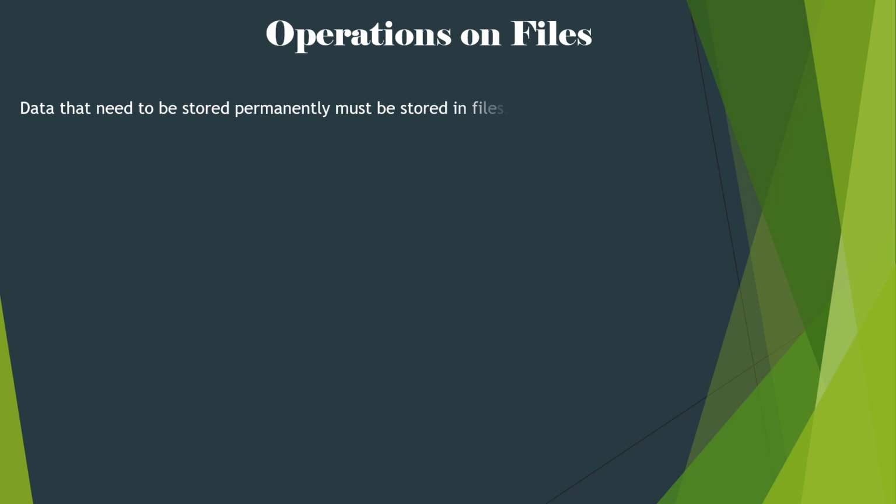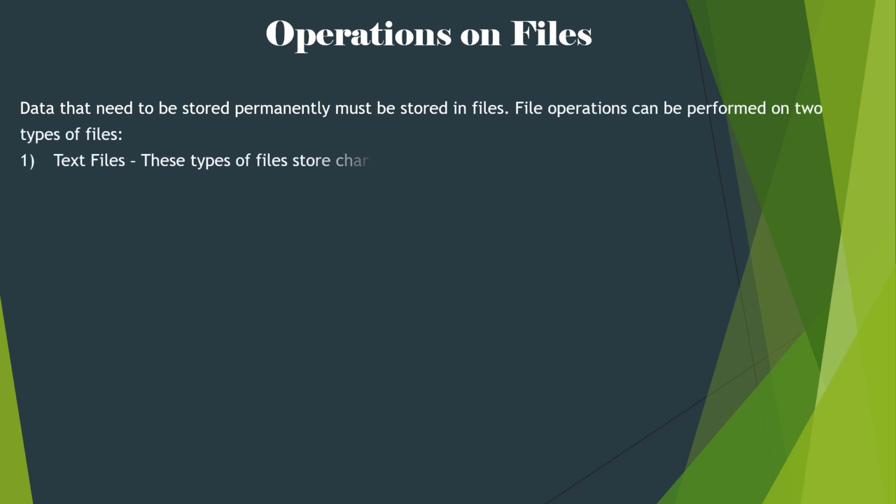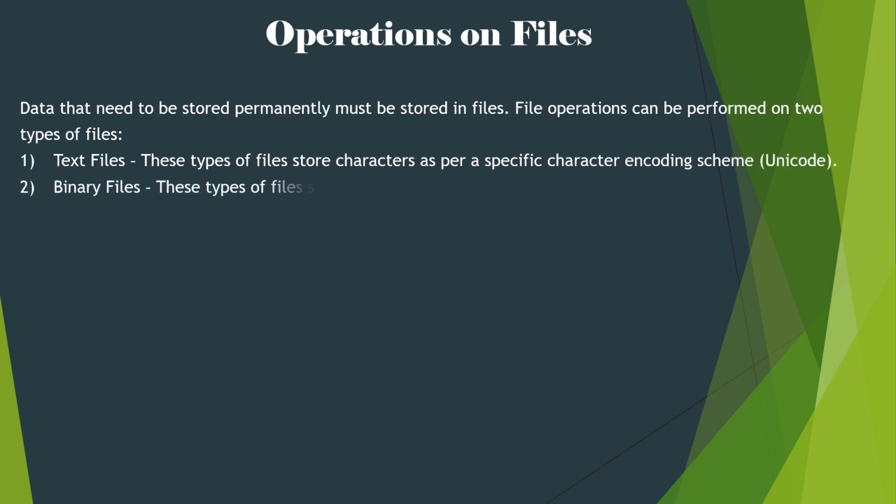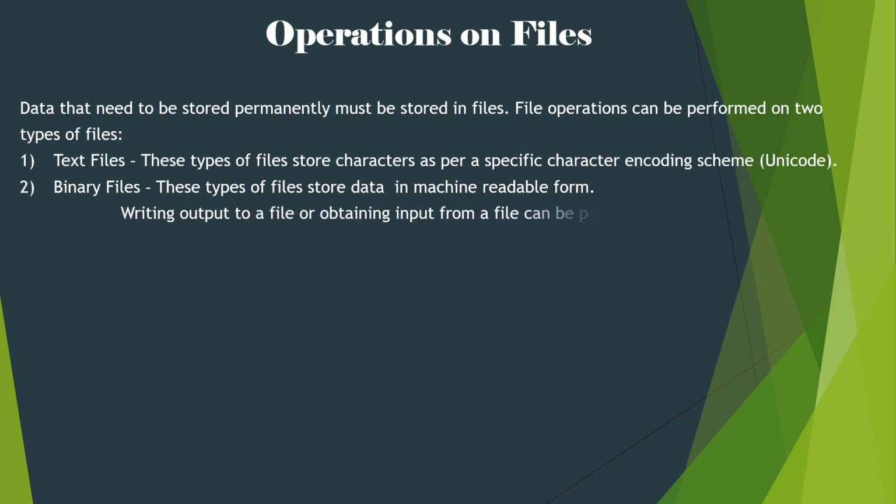Data that needs to be stored permanently must be stored in files. File operations can be performed on two types of files, that is text files and binary files. A text file stores characters as per a specific character encoding scheme, for example Unicode. As you know, Java uses Unicode, so the information we store in a text file is stored in Unicode format.